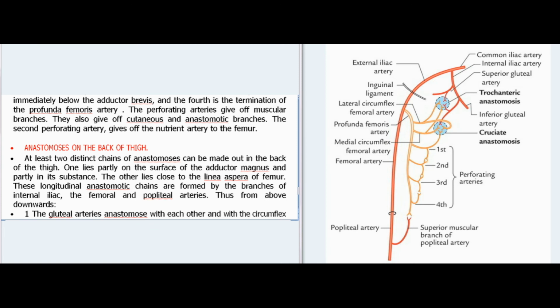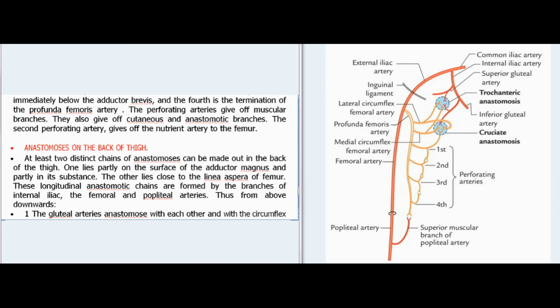Anastomoses on the back of the thigh. At least 2 distinct chains of anastomoses can be made out in the back of the thigh. One lies partly on the surface of the adductor magnus and partly in its substance. The other lies close to the linea aspera of the femur. These longitudinal anastomotic chains are formed by the branches of the internal iliac, the femoral and popliteal arteries.